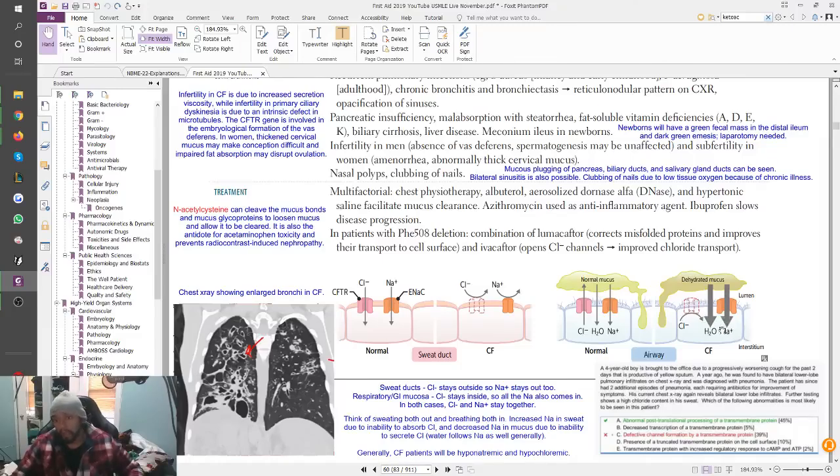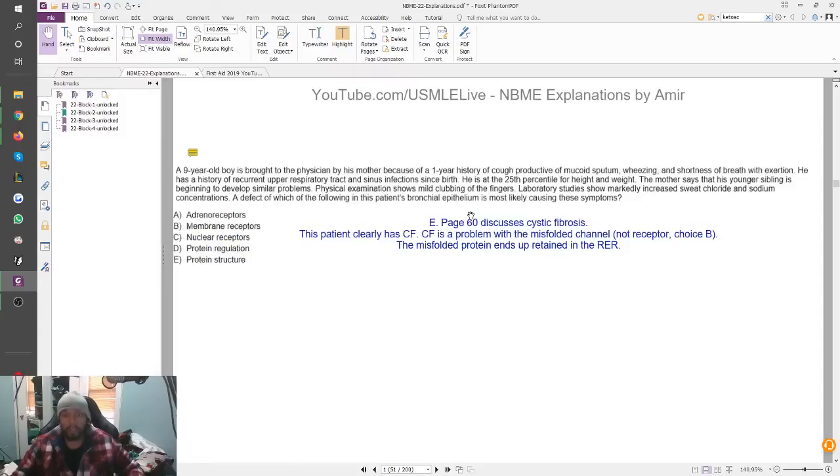And since sodium came in, water always follows sodium. Right? So water also came in. You get very dehydrated mucus, which is very solid mucus. And solid mucus causes mucus plugging. Okay? And mucus plugging occurs everywhere: pancreas, biliary duct, salivary glands, everywhere. And patients can present with pancreatitis and all kinds of other problems.